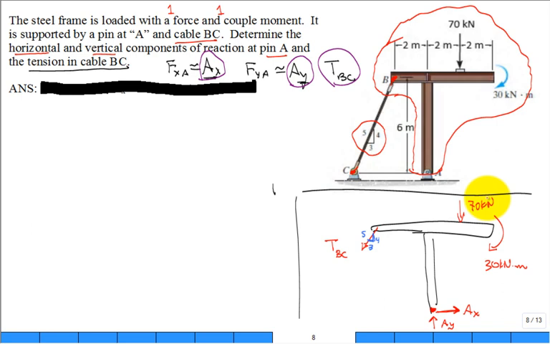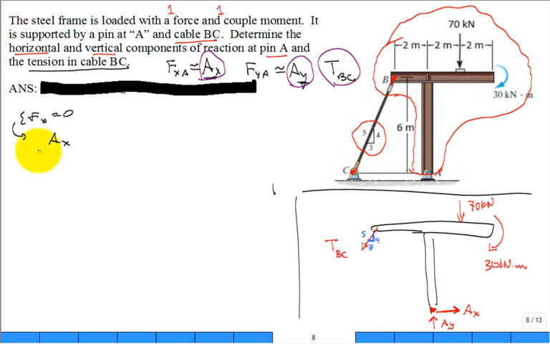Okay, so let's do this. You're going to have 3 possible equations. Sum of the forces in the x must equal 0. That'll give me a linear algebraic equation. Let's just do that one first. Okay, so AX is 100% in the positive x direction.